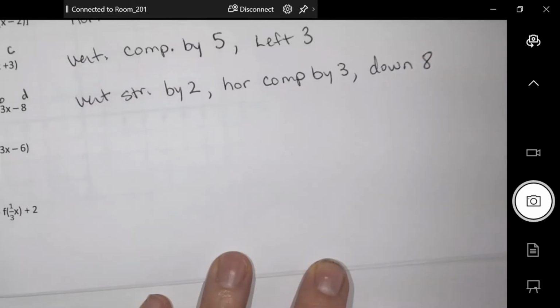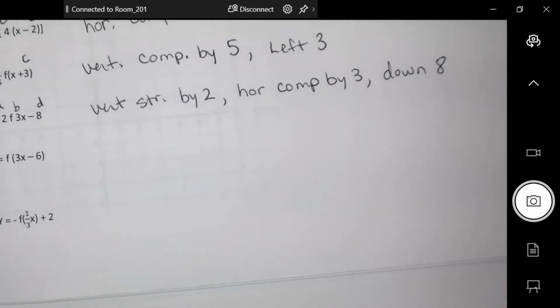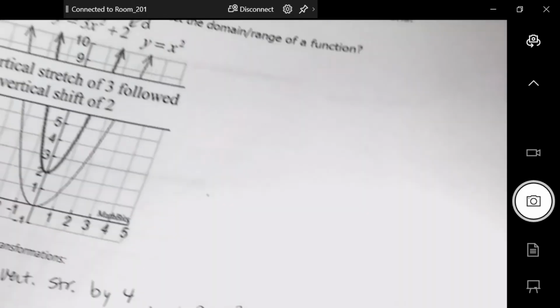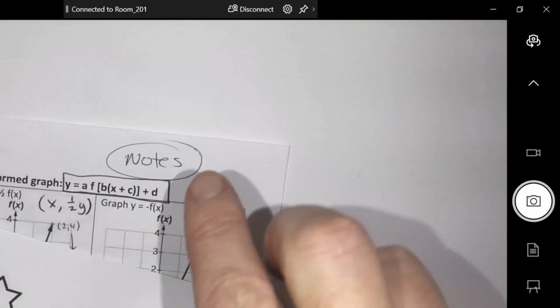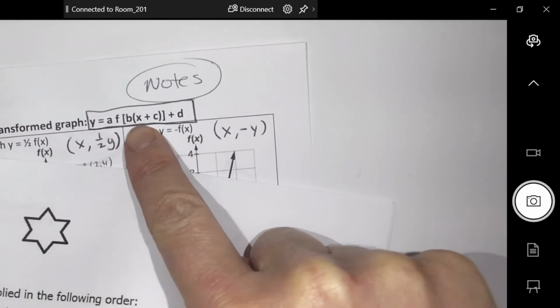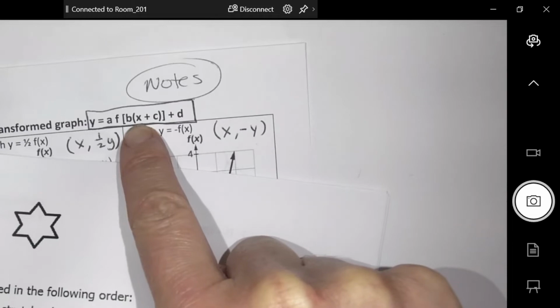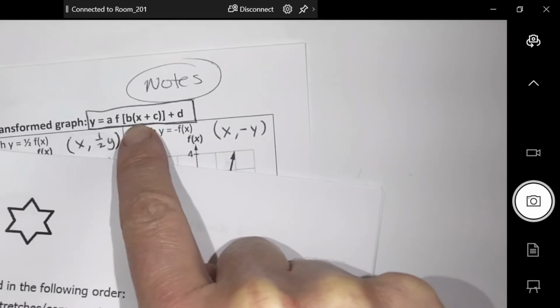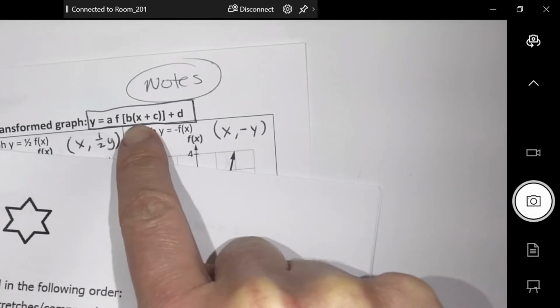Okay, the next one I need you to put a star beside it. This one will be on your test. Something is wrong with this. Can you look at your original? This is what it needs to look like. This is the format we follow. What's wrong with the format I gave you?